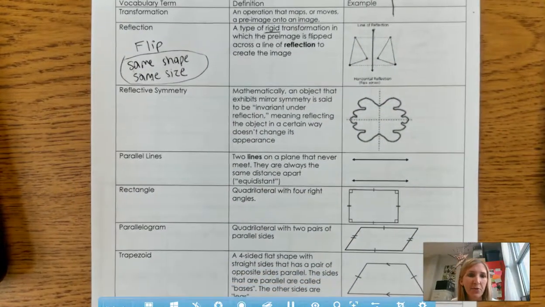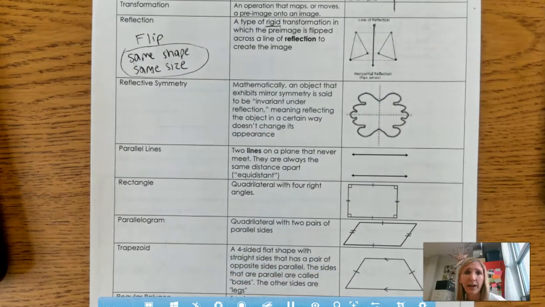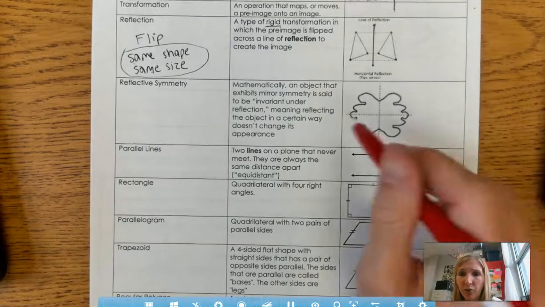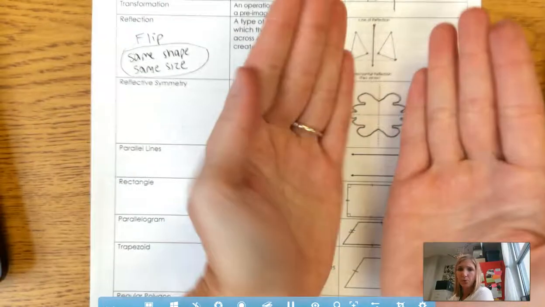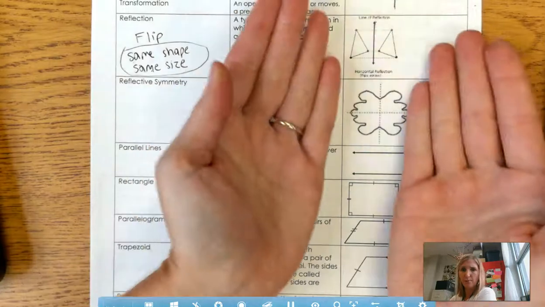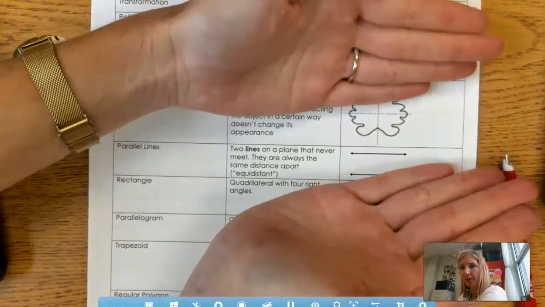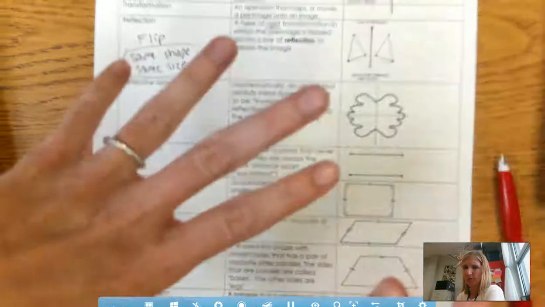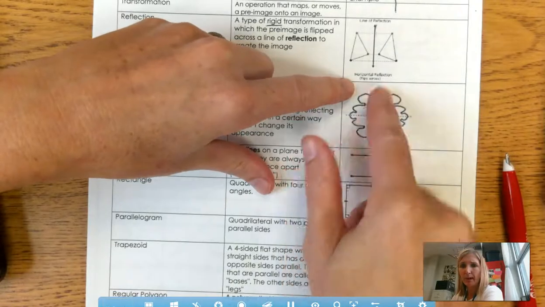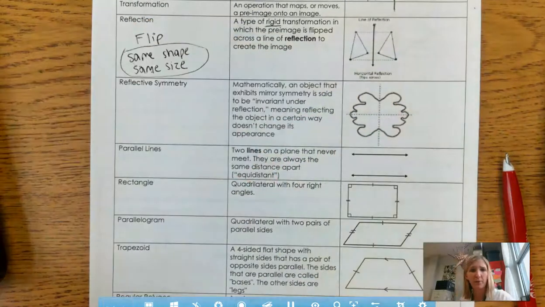Reflective symmetry. Mathematically, an object that exhibits mirror symmetry is said to be invariant under reflection, meaning that reflecting the object in a certain way does not change its appearance. So this has 2 lines of reflection. If I took this paper and folded it, those squiggly marks would match up exactly. If I folded it hot dog style or hamburger style, these would match up as well. So this actually has 2 lines of symmetry.